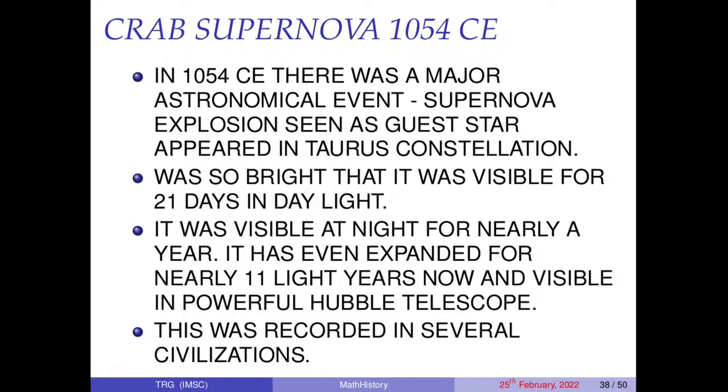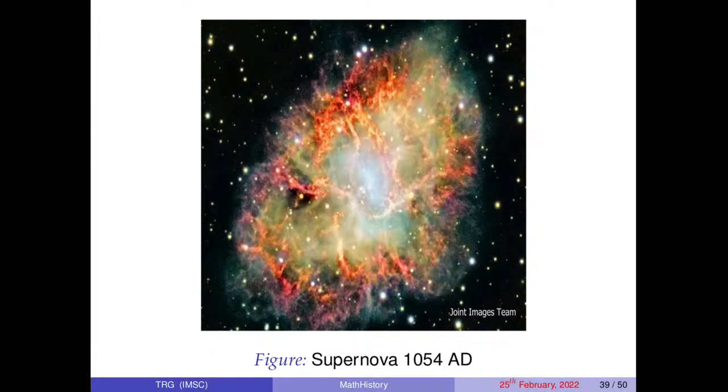It was so bright. After that, SN 1054, the expansion of the whole astronomical event takes place, because after all, a supernova expands. It has now become about 11 light years. The distance is huge, and it is visible even now in powerful telescopes, Hubble telescopes, etc. This was recorded in several civilizations, but the Hubble telescope picture is here. This is the Crab Nebula, SN 1054 AD.